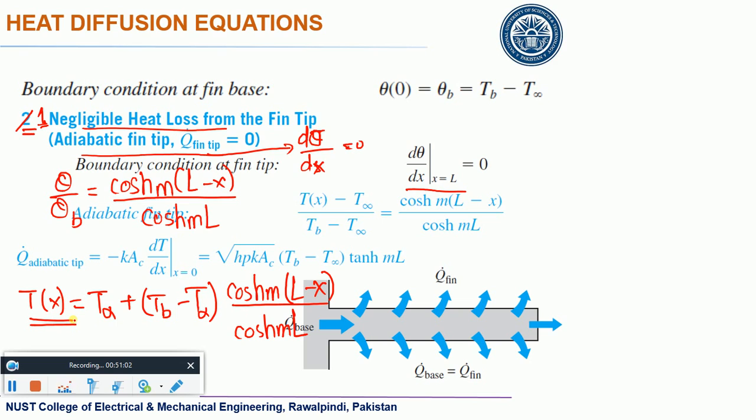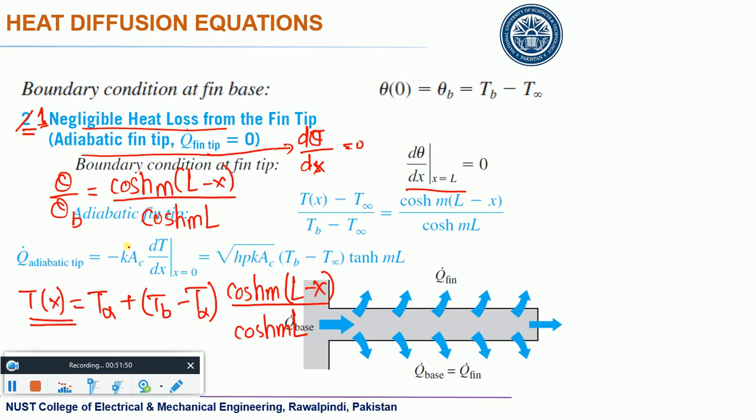So my point is, if you know this T of x, can you tell me what would be Q dot within that fin? I'm just talking about Q dot conduction. Come on, you know T of x. I am talking about Q dot. It's simple Fourier law. You just need to take the derivative of this T with respect to x, multiply it with area and k and get the answer. So you know how to find it out.